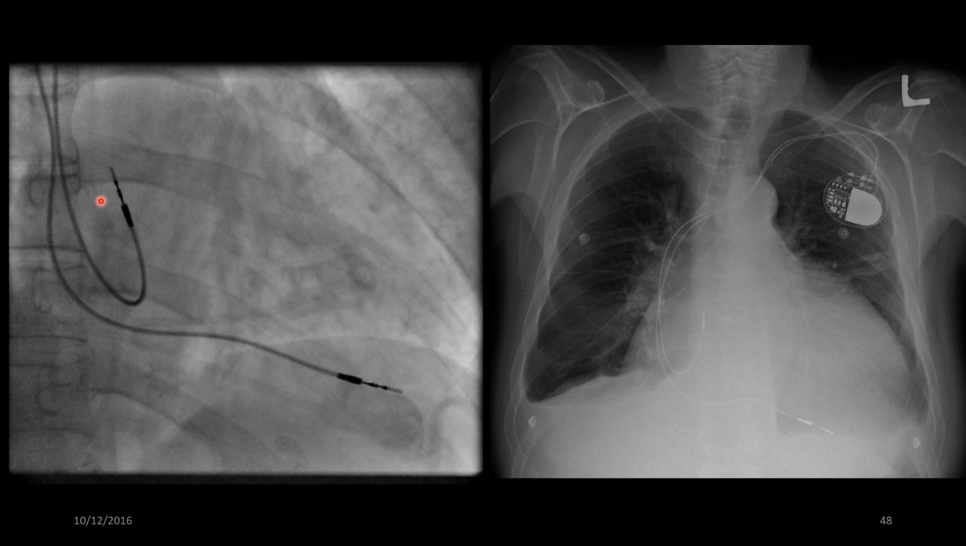So that's pacemaker insertion. So we've done coronary angiography. I was talking about pacemakers. These are the two wires that we put in. You can have a single lead or dual lead pacemaker.